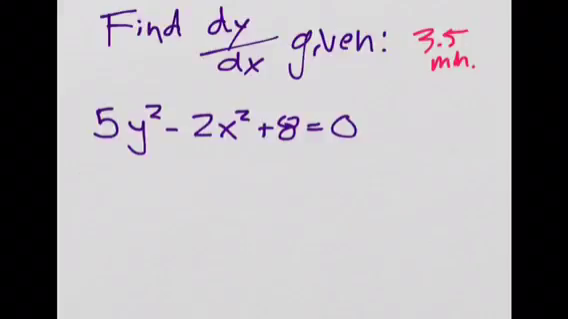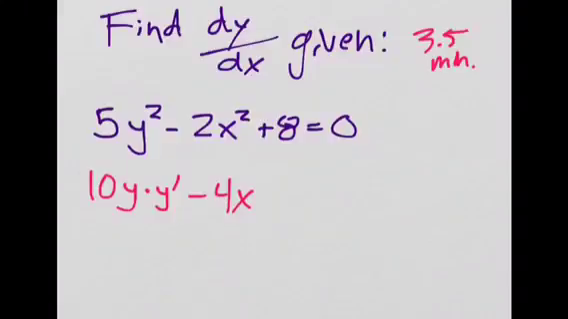Alright, so hopefully you have found a derivative, dy/dx, for this. Let's go ahead and take a look at it together. 5y squared is going to become 10y. And this time, instead of writing dy/dx, let's write y prime, because they mean the same thing. So 10y y prime, minus 2 times 2 is 4x. The 8 goes away, the derivative of a constant term is 0. So I get equals 0 right there.